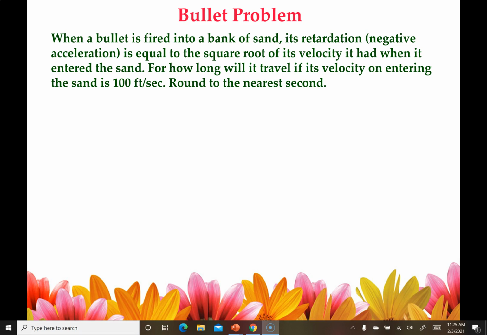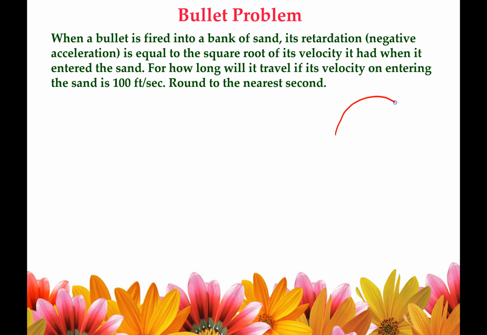Let's just get a visual of what this is saying so we understand what we're looking for. So here's our sand bank, and we've got our bullet going into the sand bank. When it hits the sand bank, it starts to slow down until it finally stops. When it says retardation, that means negative acceleration, and that's exactly what happens. Your bullet is slowing down as it hits the sand and gets that resistance.